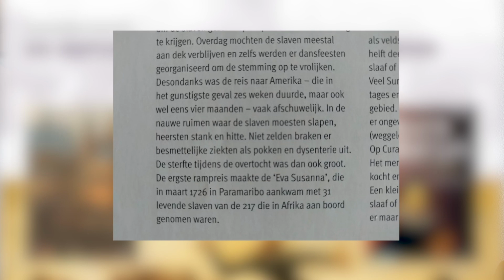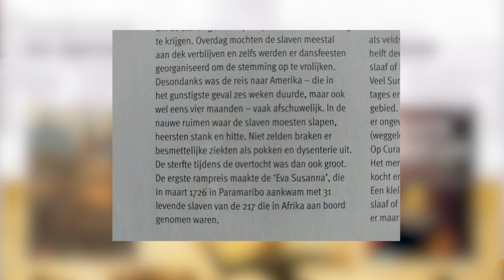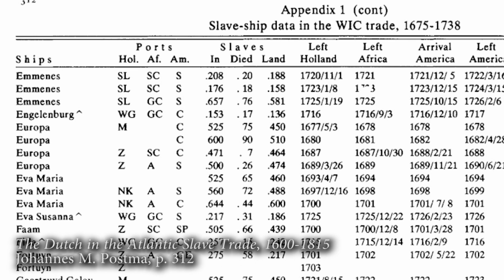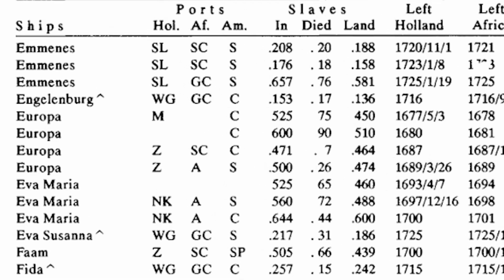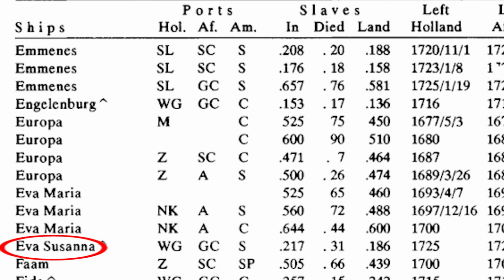Oh, and one interesting fact that I read in this book was the following. It writes about the disaster journey of the Dutch ship Eva Susanna, which arrived in Paramaribo, Suriname, 1726, with only 31 slaves alive from the 217 that went aboard in Africa. Yet, I did some further research and found out that the writers in the schoolbook made a mistake, because not 31 of the 217 slaves were alive, 31 of the 217 slaves died, and 186 were alive. Accidental mistake? Or not? Well, that's up to debate.